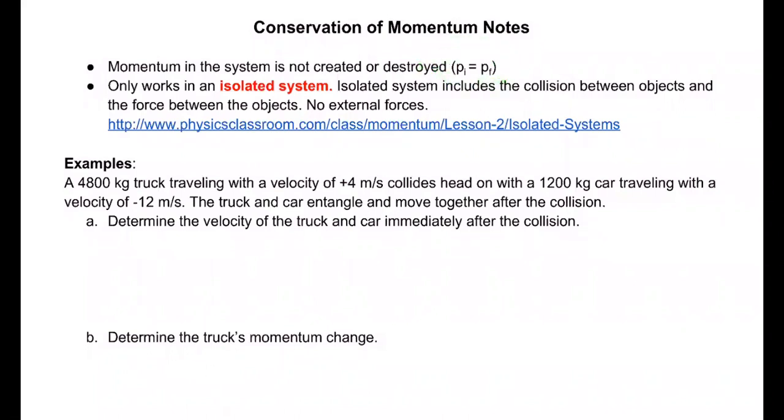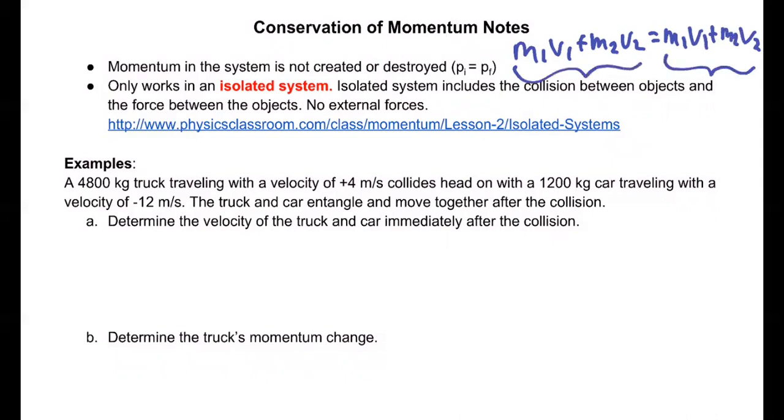We could also expand this out to say m1v1 plus m2v2 equals m1v1 plus m2v2. This whole side would be my initial, this whole side would be my final. Now this only works in an isolated system. The isolated system includes the collision between the objects and the force between the objects. There are no external forces, so we're not going to talk about air resistance or friction.